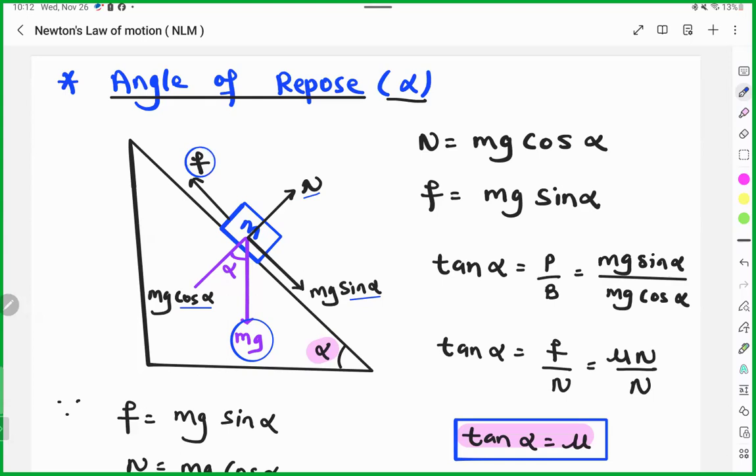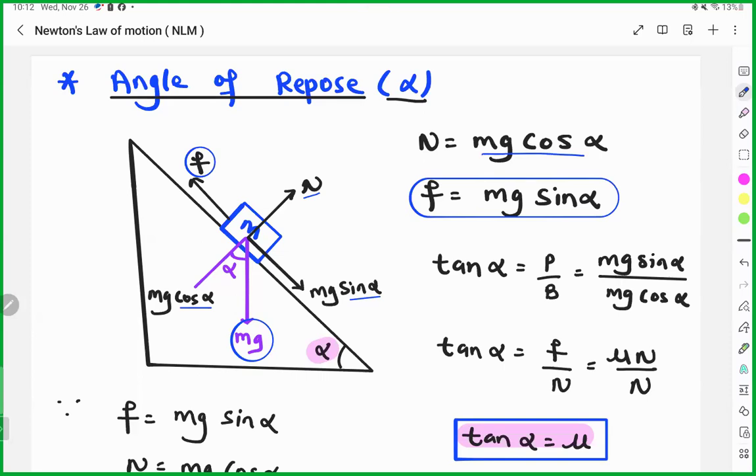Okay. Remember, friction always acts opposite to the external force. Now the external force is going down, so friction will act backward. Understood? If you understood this well, in this case friction will be equal to mg sin theta. Friction is equal to mg sin theta. And normal will be equal to mg cos theta.